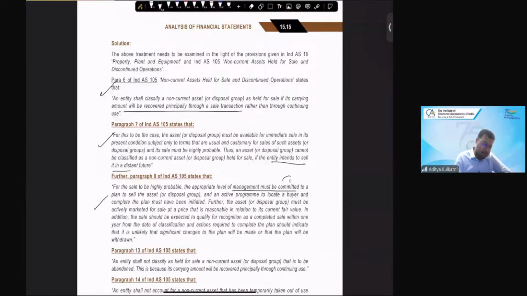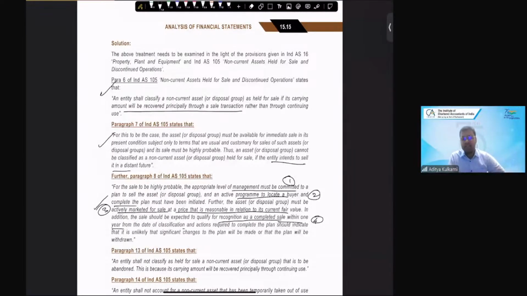Management must be committed. An active program to locate a buyer and complete the plan should have been initiated. The asset must be actively marketed for sale at a price that is reasonable to the current fair value. So this is the third one. In addition, the sale should be expected to qualify for recognition as a completed sale within 1 year from the date of classification. So that is your fourth condition.